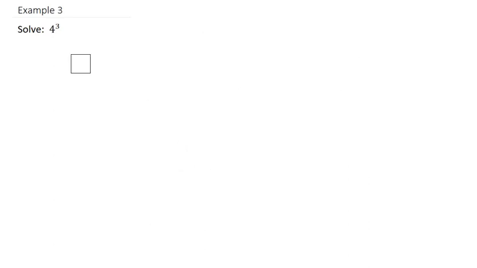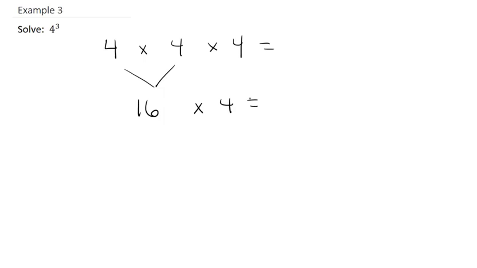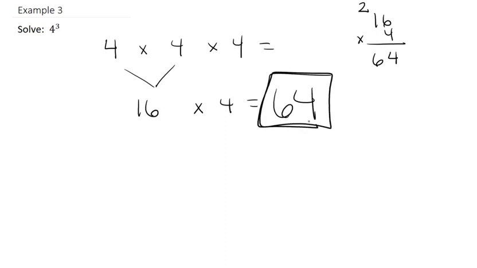Example 3. Solve for the following: 4 raised to the 3rd power. So we have 4 times 4 times 4. This is because we have a base number of 4. Our exponent is 3, so we have 3 copies of 4 that we multiply. So we have 4 times 4, that is 16. Times 4 gives us what? Let's do that to the side. 6 times 4 is 24. Carry the 2. 4 times 1 is 4, plus 2 is 6. So we have 64. And that would be our solution to this problem. And let's do another example.